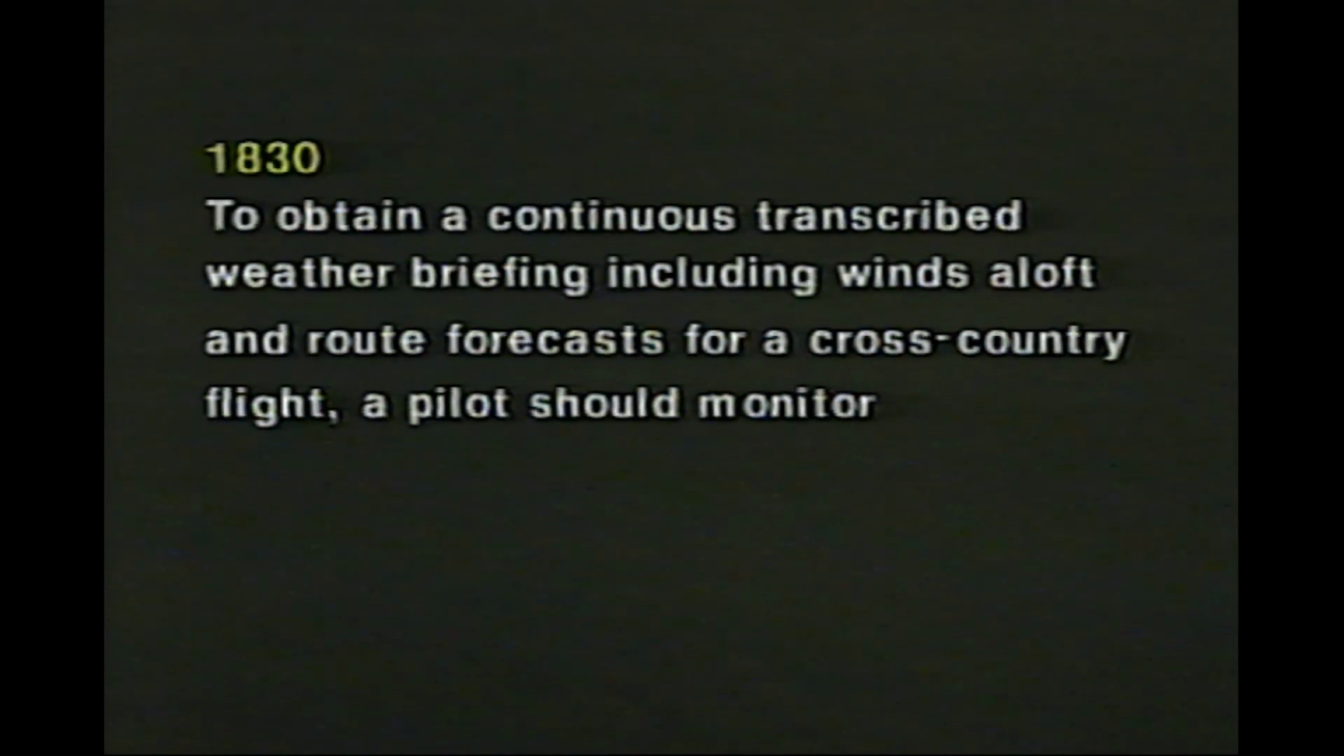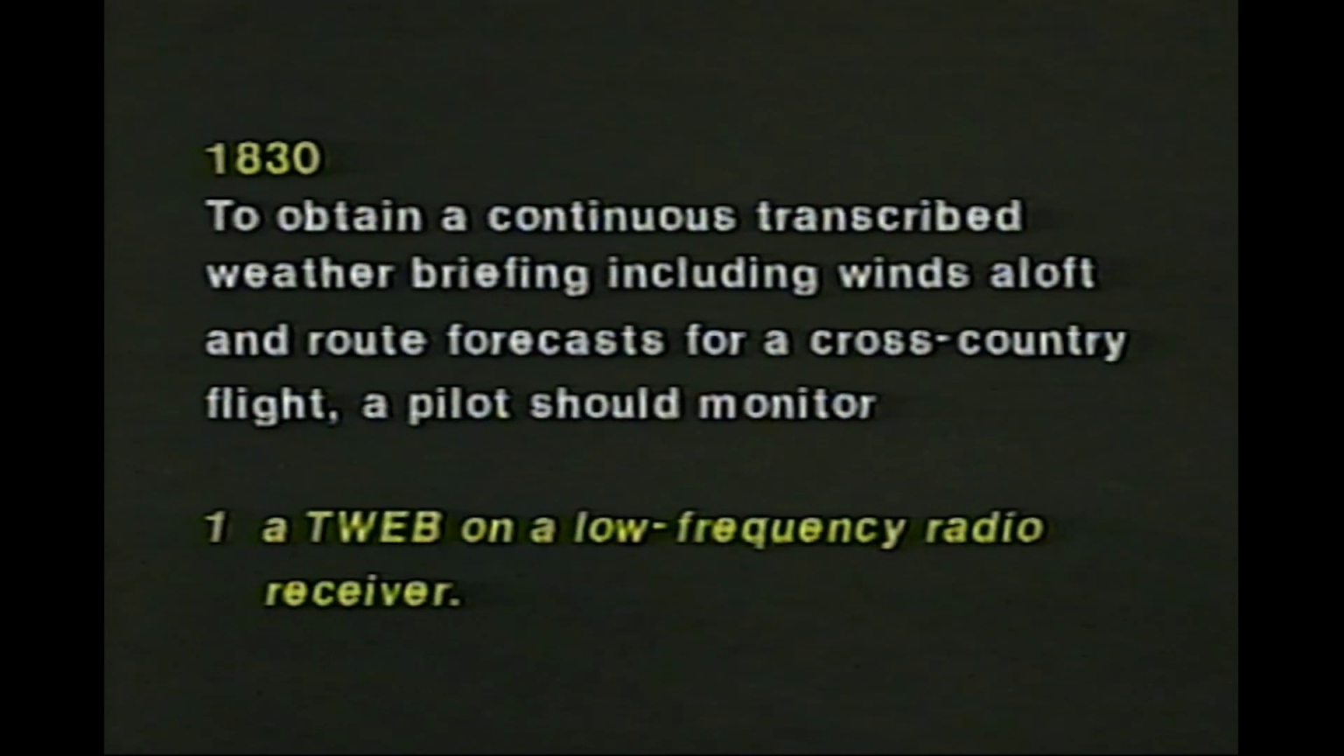Question 830. To obtain a continuous transcribed weather briefing, including winds aloft and route forecasts for a cross-country flight, a pilot should monitor... Well, there's 3 words in this question that give us the answer. The first is transcribed, and the last 2 are route forecasts. So anytime you see that in the body of a question, what you're looking for is a TWEB, and that's answer 1 on a low-frequency radio receiver.